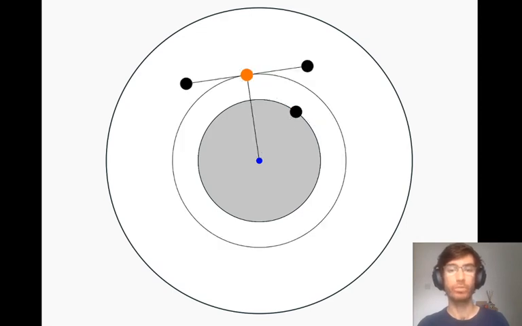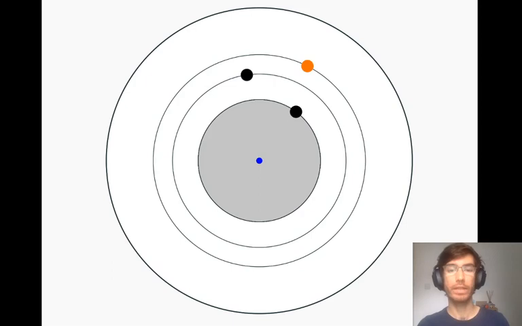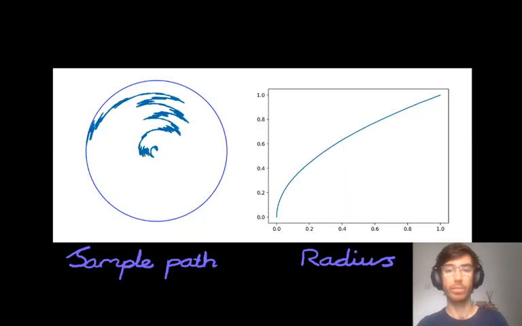Repeating this construction, we arrive at a process that lives on circles of increasing radius. This time, the continuous limit of this process has sample paths that look like the one shown on the left here, and the radius is actually a deterministic increasing function of time, the square root function that you can see here on the right.